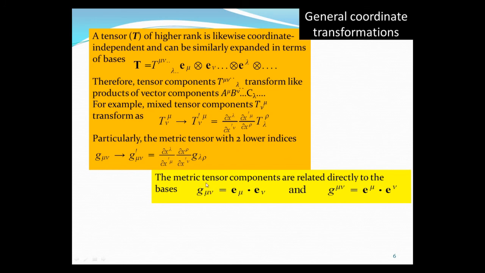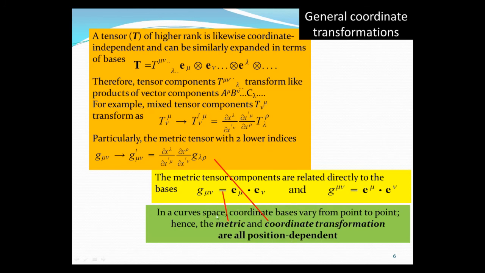Now, more about the metric tensor. The metric tensor is directly related to the basis, like this, and the inverse metric is related to the inverse basis. So in a curved space, because the basis must necessarily change from point to point, it is position dependent. Hence the metric, because it directly expresses the curved basis, must also be position dependent.